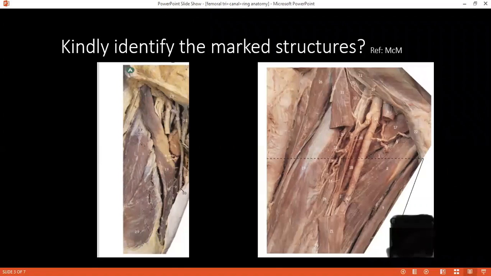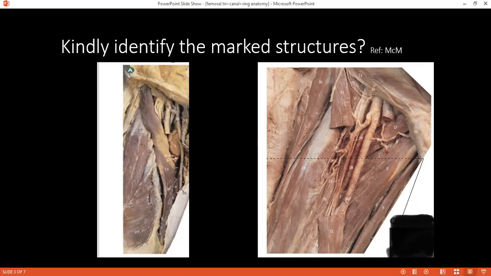Okay. Can you please tell me the contents of the femoral triangle? The contents of the femoral triangle are the femoral nerve, common femoral artery, femoral vein, and the great saphenous nerve. Okay, good. Can you please tell me what are the contents of the femoral sheath?